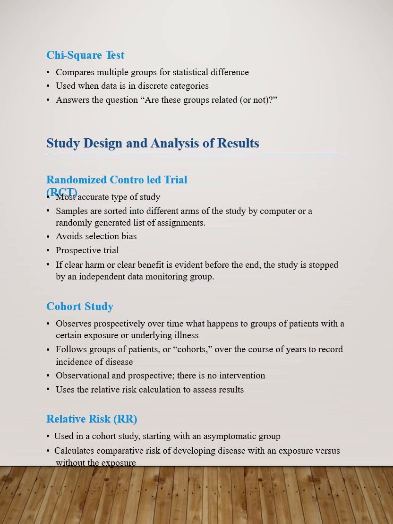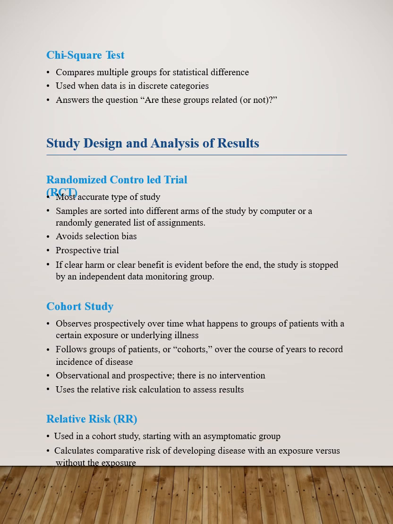Let's talk about the so-called cohort study. Number 1, observes prospectively over time what happened to a group of patients with a certain exposure or underlying illness. Number 2, follows groups of patients or cohorts over the course of years and records the incidence of the disease. Number 3, observational and prospective, there is no intervention. And number 5, use a relative risk calculation to assess the results.